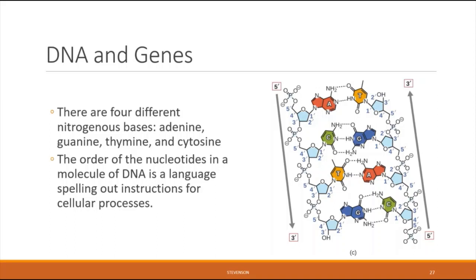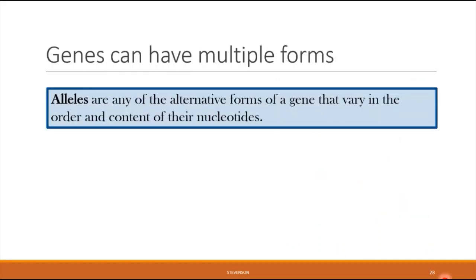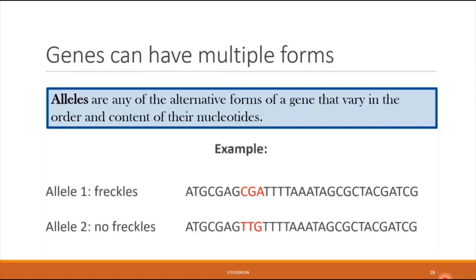So the fact that there's this language that has four letters, this is the basis for another concept that goes hand in hand with genes, and that is alleles. Alleles are any of the alternative forms of a gene that vary in the order and content of their nucleotides. Now, I have two completely hypothetical examples for you. Let's say that the trait that we're talking about is freckles, the presence or the absence of freckles on the face. There are two different possibilities. Either a person has freckles or they don't have freckles.